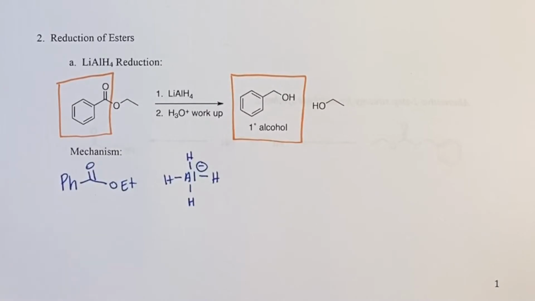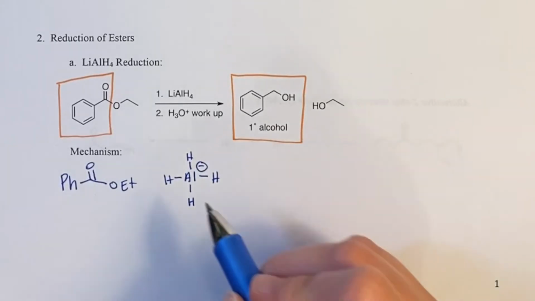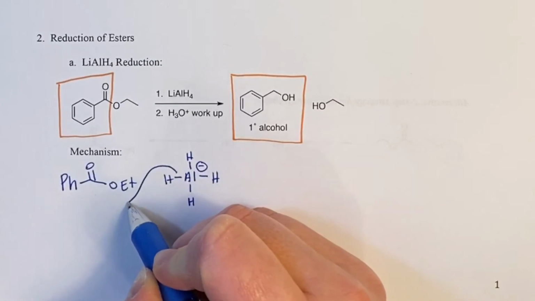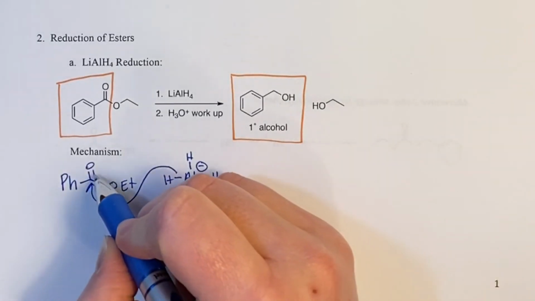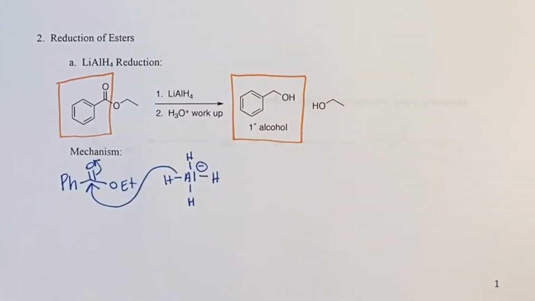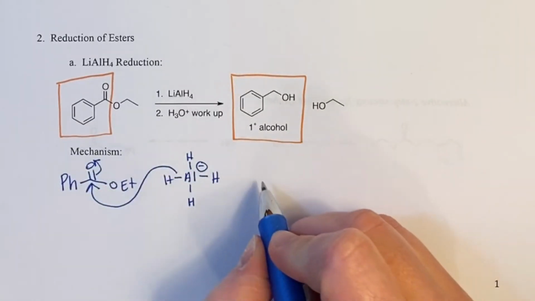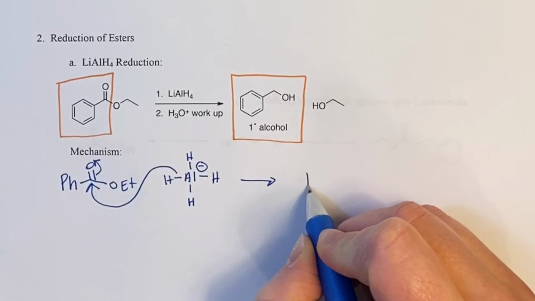So if we have this ester encounter an aluminum hydride ion, my aluminum hydride ion can act as a source of H- and send that hydrogen with its electrons toward that carbonyl. That's going to push the electrons up to the oxygen, and the product that we get out of that reaction is this one.